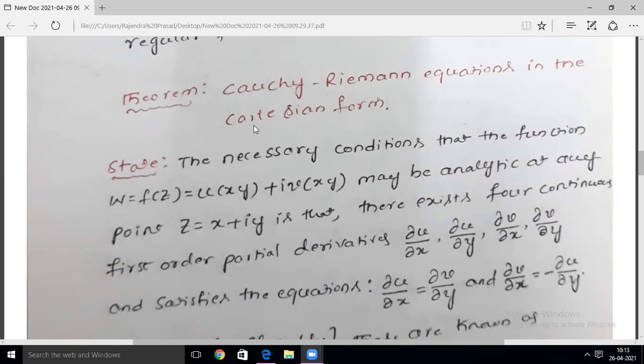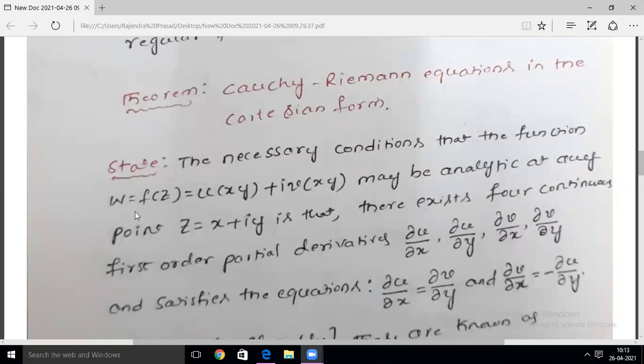See, observe the necessary statement, the necessary conditions that the function w is equal to f of z, w is equal to f of z, nothing but u plus iv. W can be written as f of z, right. So these two are the same, w or f of z, which is also equal to u plus iv. In the bracket, that denotes what, u is a function of x and y, v is a function of x and y.